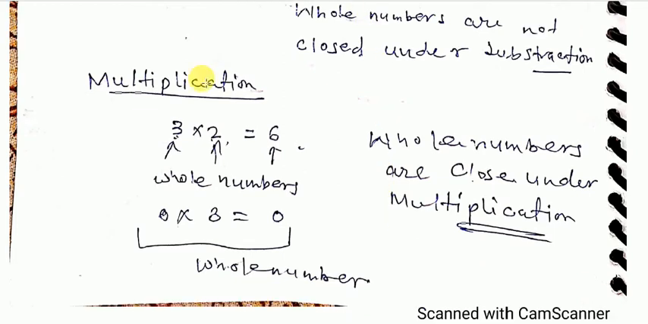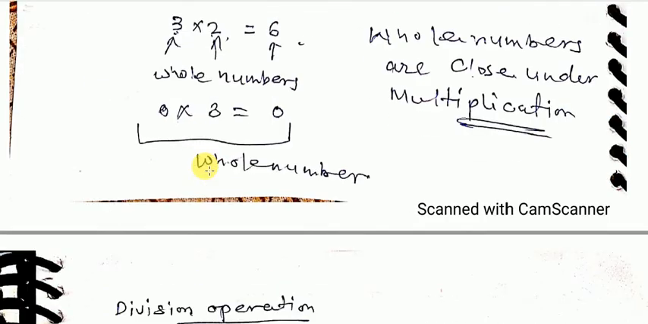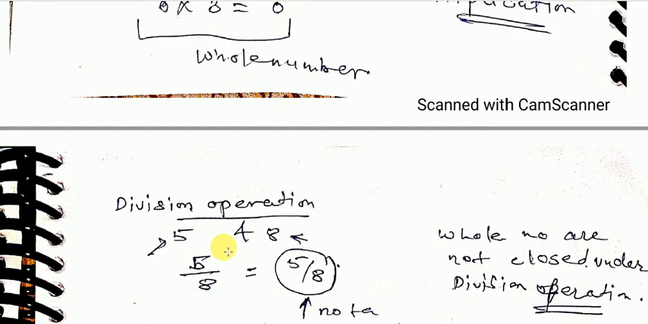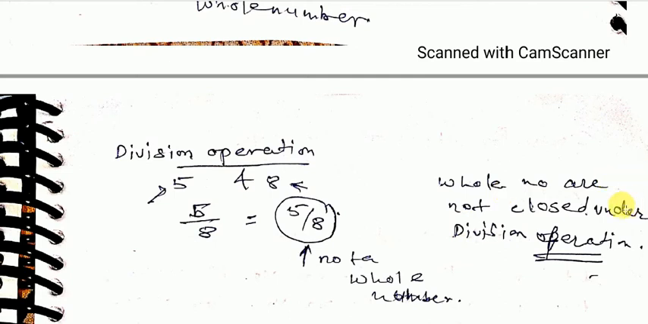So let's check for division operation. Likewise, let's take two whole numbers 5 and 8 and divide 5 by 8. We will get the result 5 by 8, which is not a whole number. So we can say that whole numbers are not closed under division. If we had taken two whole numbers and their division was also a whole number, in that case whole numbers would have been closed under division operation too, but that is not the case here. So we can say whole numbers are not closed under division operation.